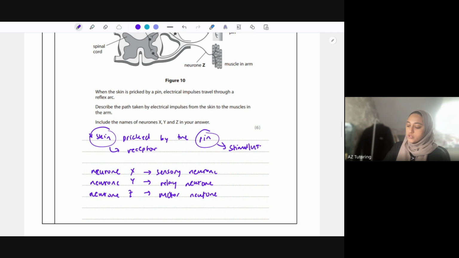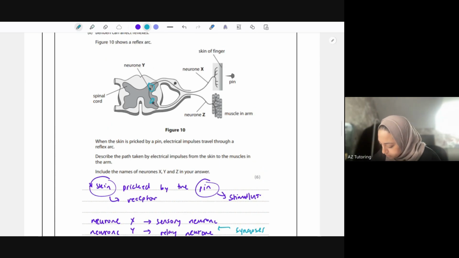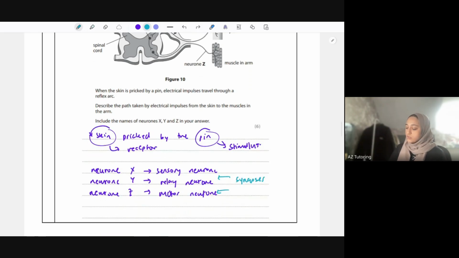And in between each of these neurons, you could even mention this as well, this is a 6 marker, so you want to just put everything to do with the reflex arc and the nervous system that you know. So in between each of these neurons, we've got synapses, so the gaps which have chemicals inside to essentially pass on that electrical signal. So you can see these gaps here. So you can speak about that as well. Then the chemical neurotransmitters are passed through that synapse. And then the last stage is the muscle. Now the muscle is known as the effector.